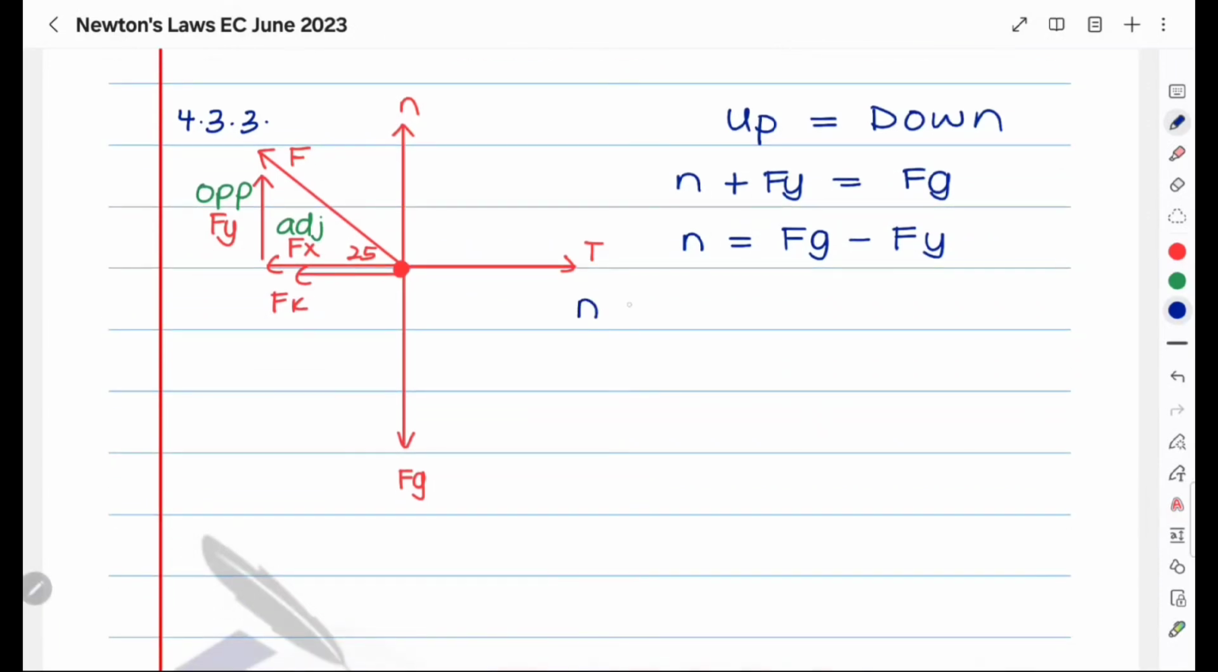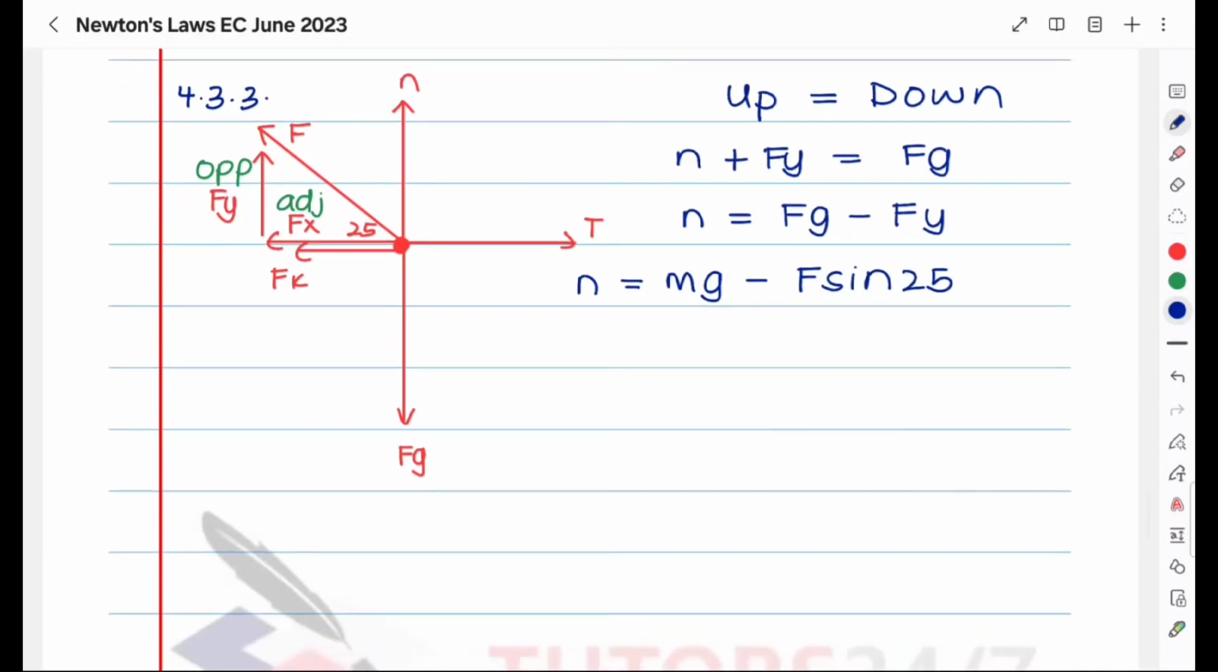We can break these up into their formulas. So gravitational force is equal to mg. Fy is equal to the applied force times sine of the angle 25. We are using sine because as you can see, Fy is opposite to the angle 25, and we know that sine is the ratio that has opposite in it.